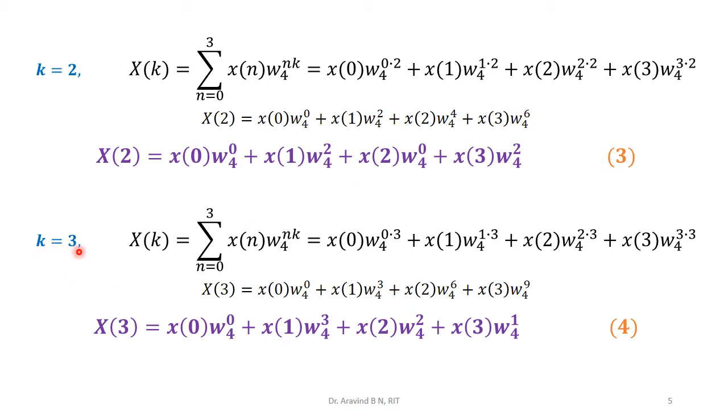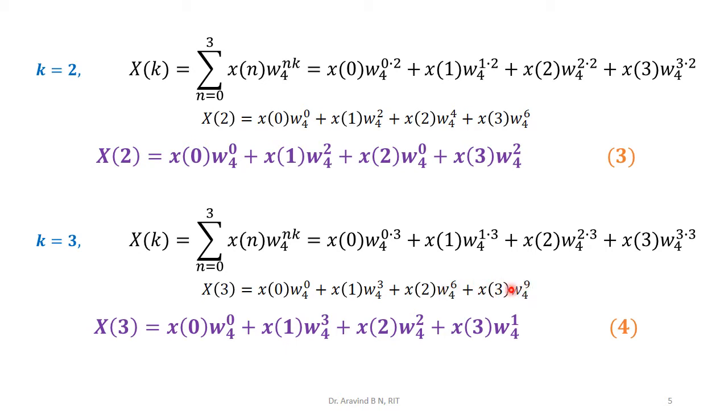Continue with k is equal to 3. We are going to have this as expansion. After multiplying these twiddle factor power values, we are going to get x of 3 is equal to x of 0 omega 4 power 0 plus x of 1 omega 4 power 3 plus x of 2 omega 4 power 6 plus x of 3 omega 4 power 9.